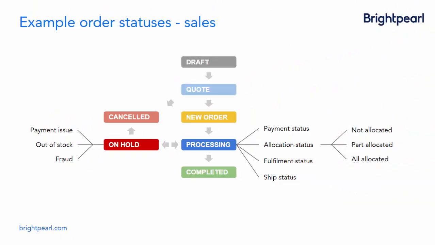Every order at every stage will have four system statuses: payment status, allocation status, fulfillment status, and shipment status. Order status shouldn't be used when there's already a system-driven status, or where there's another field which could be used to identify the order, such as a sales channel.